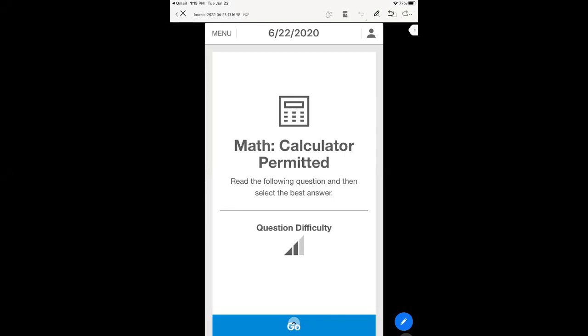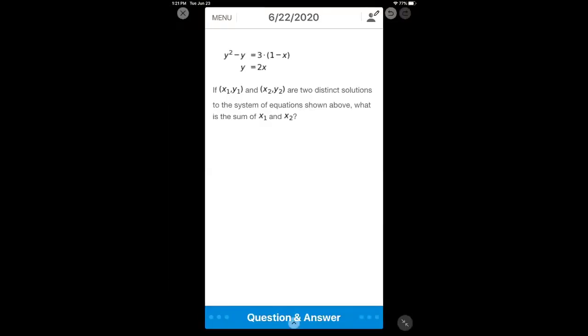As you can see on my iPad, the date was yesterday, and the other important thing is that it occurs in the calculator portion section. That's key. So if you have a graphing calculator, we're going to be using it. All right, so let's go to the question. Here's the question.